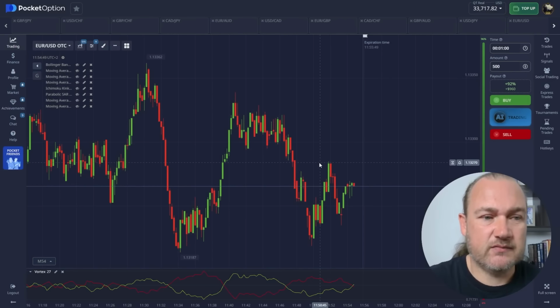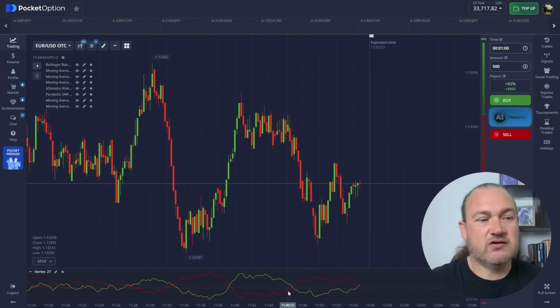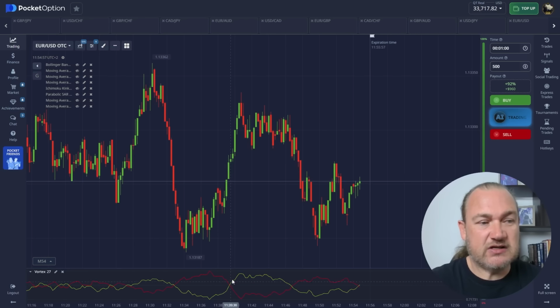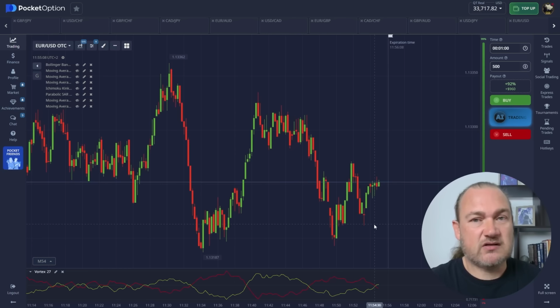This is the most important part. What we're going to do is look for crosses on the vortex, and we're going to play these crosses. When the green breaks through the red, we're going to take a buy, and when the red breaks through the green, we will be taking a sell. And that's it. Now that our platform is all set up, we can start hunting for trades.